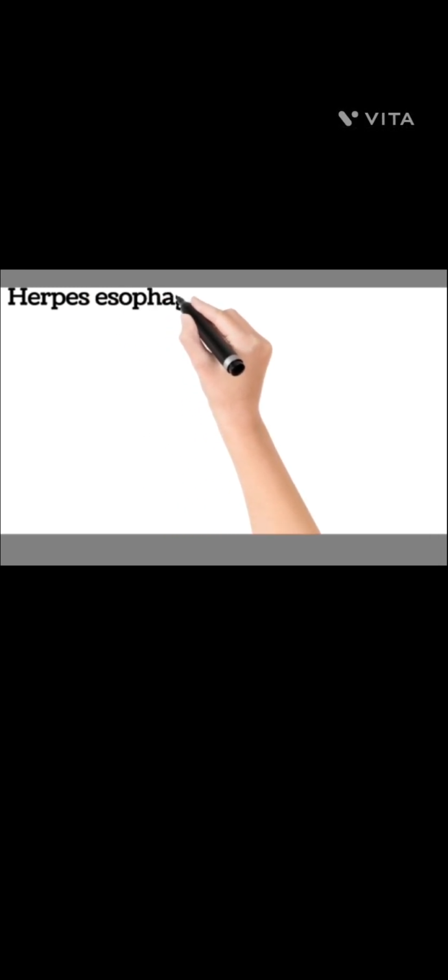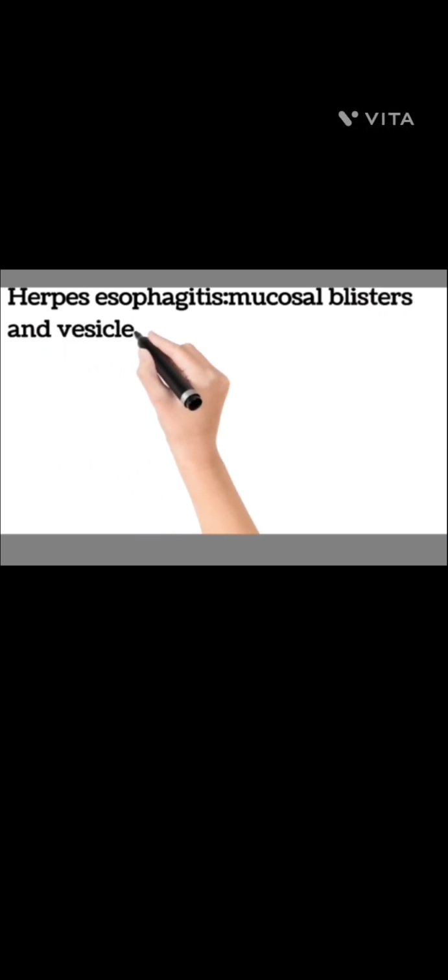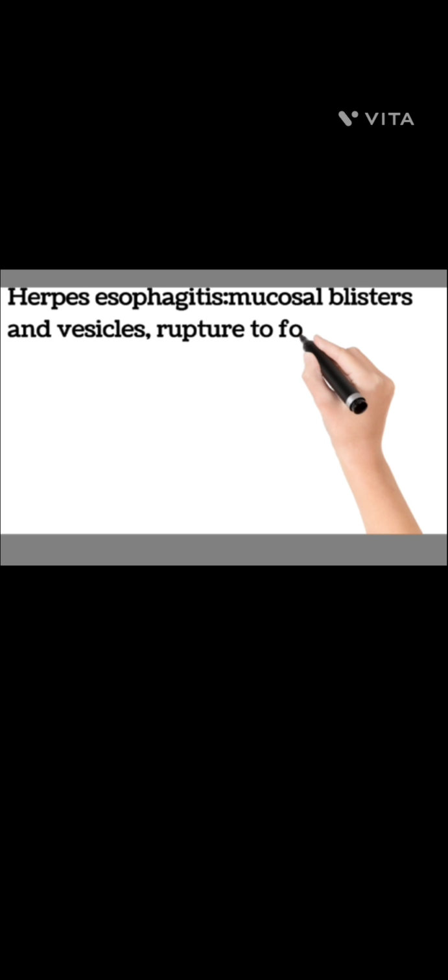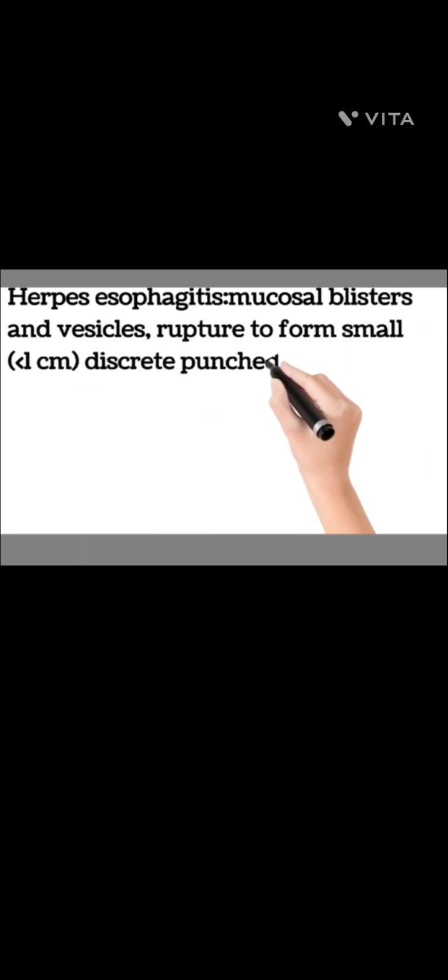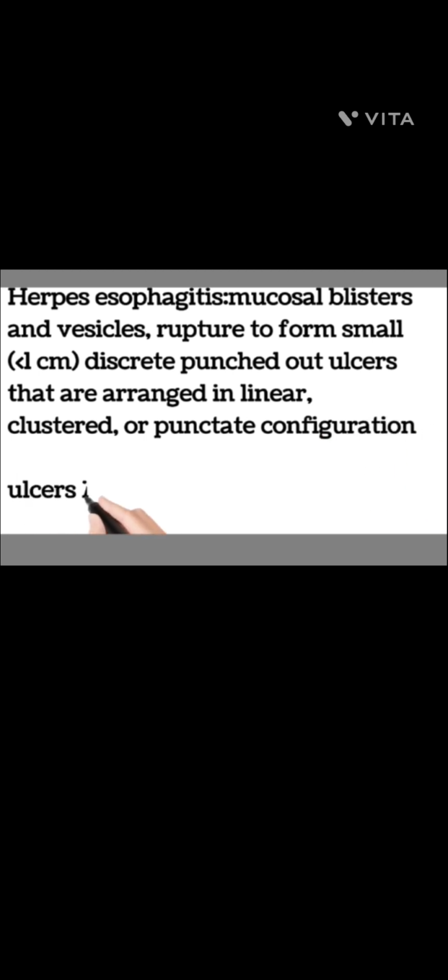In herpes esophagitis, first there are blisters and vesicles which rupture to form punch-out ulcers, arranged in linear clusters and punctate configuration. Imaging-wise, HSV and CMV esophagitis are indistinguishable.